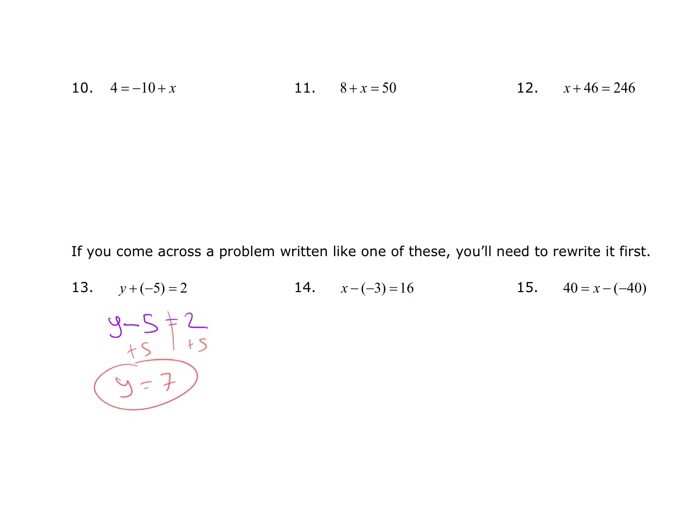It helps you know what to do, because when it's written like plus negative 5, you wonder, do I add, do I subtract, what's the inverse operation? But when it's written as y minus 5, you know, I'm going to add 5 to both sides.